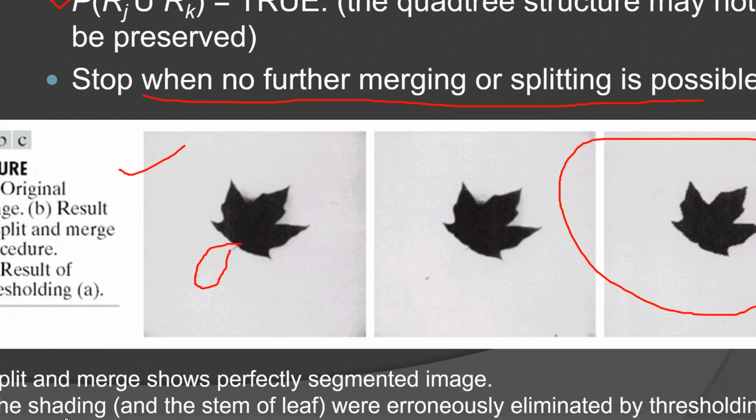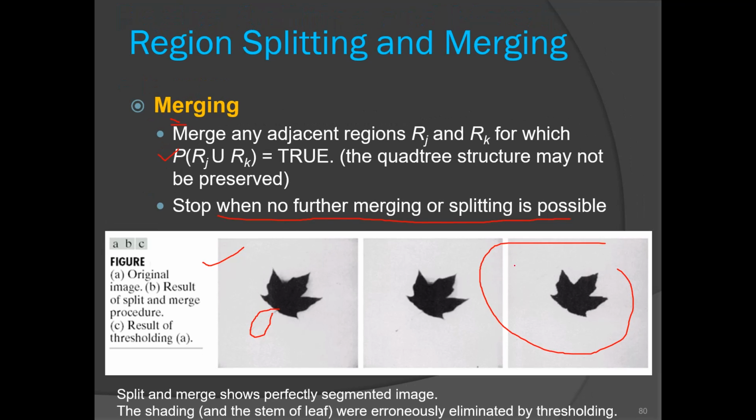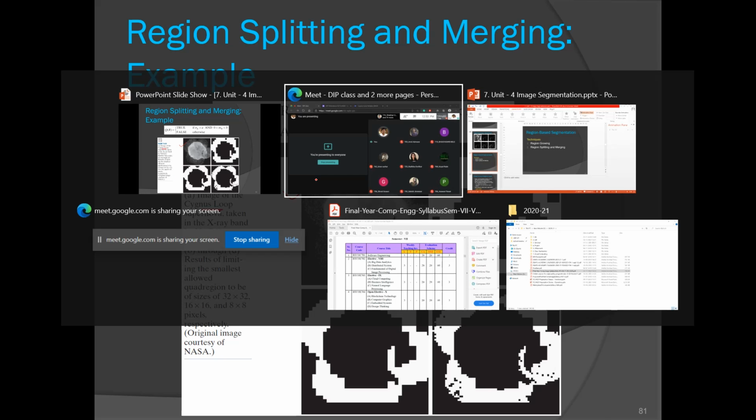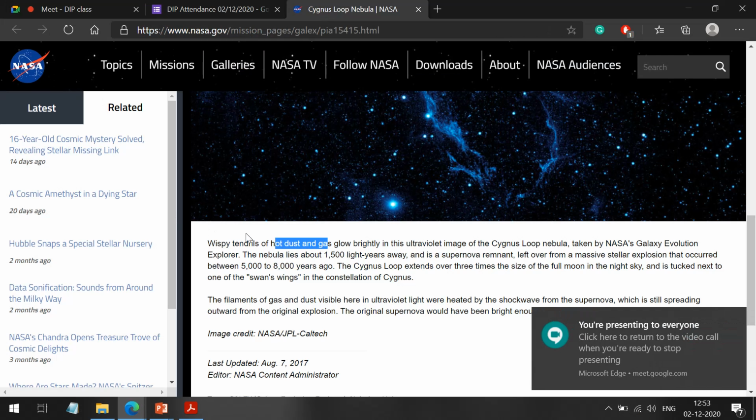So stem is present here, but it is erroneously removed after, in the final output. This is the second example. Now this is the image of the Cygnus Loop, which is one supernova. Let me show you the color image of that. It is present on the NASA website.